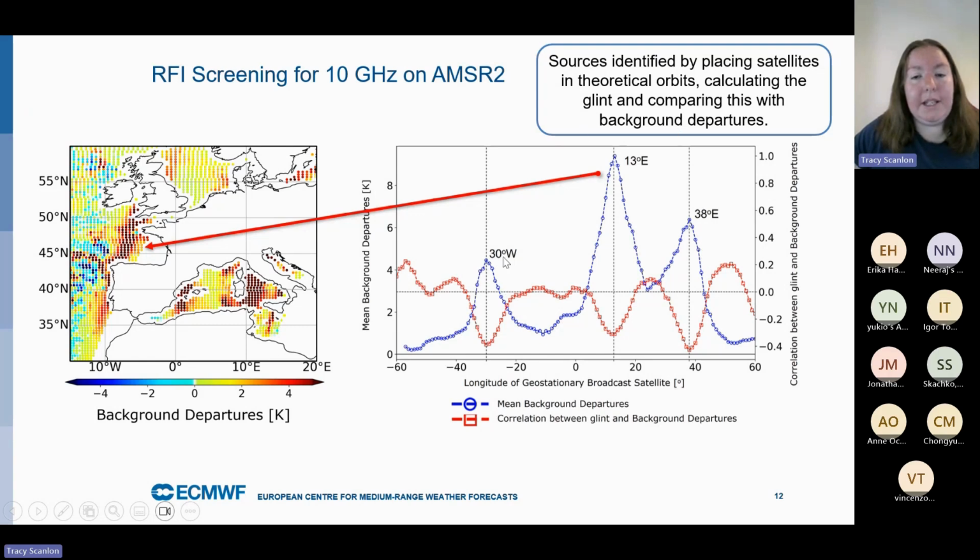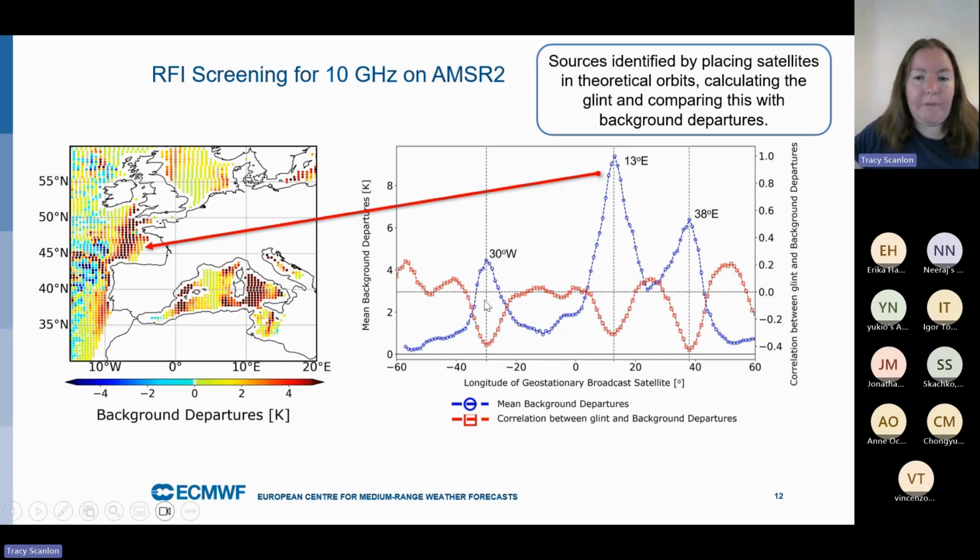And from these peaks, we can say that there's potentially a satellite operating in this area, this longitude, which is causing some RFI contamination of the AMSR2 signal at this point.